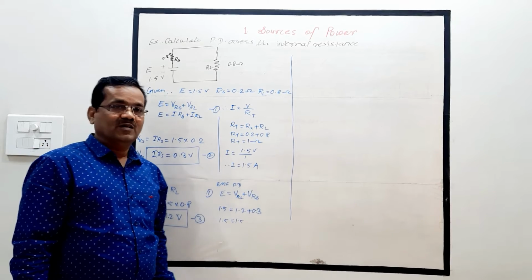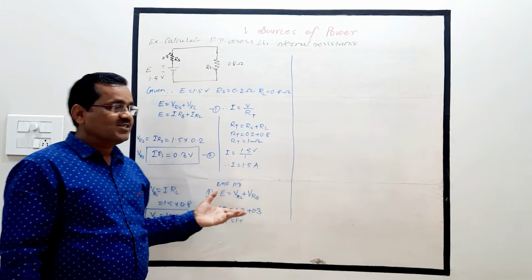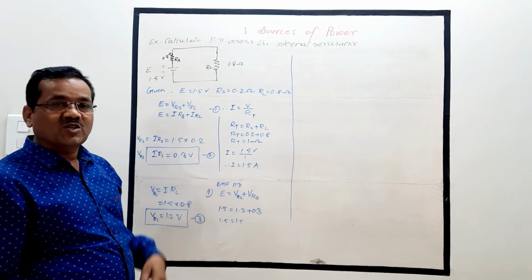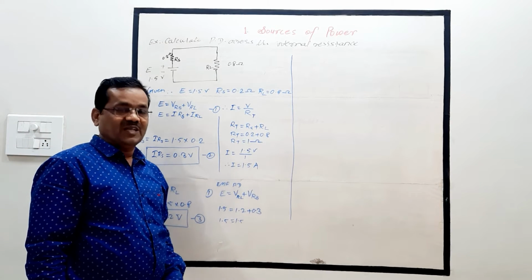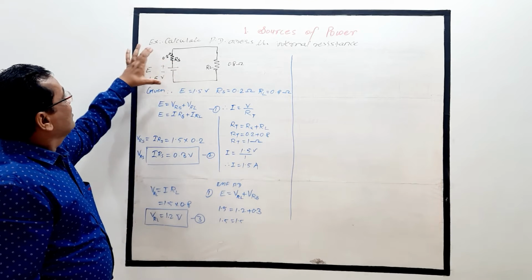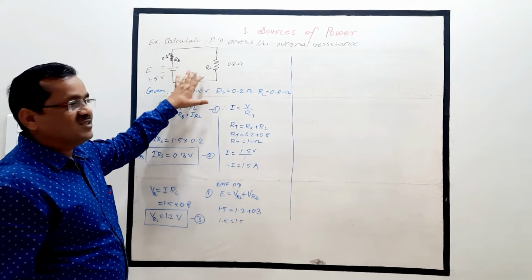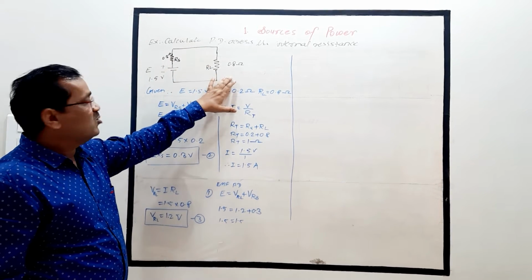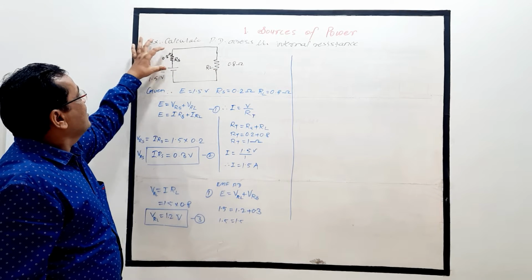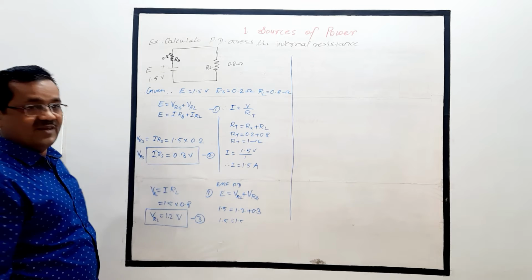Hello students, today we take examples on potential drop. In the last lecture, we understood the concept of internal resistance of a cell. On the basis of that, we take two examples, and from those examples we can conclude how the internal resistance affects the potential drop of the circuit.